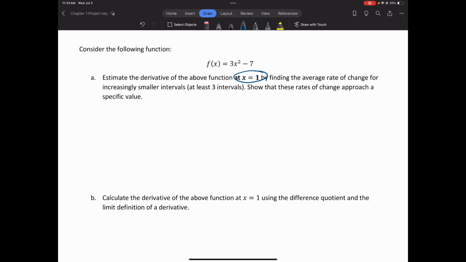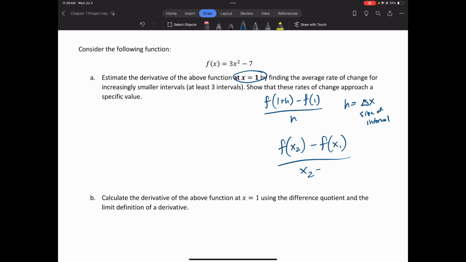Okay, you can find average rate of change using the difference quotient, right? The difference quotient is f of 1 plus h minus f of 1, in our case, because x is equal to 1, over h, where h is your change in x. So whatever your interval is, or size of interval. You could do it that way, or you can also calculate average rate of change this way, right? f of x2 minus f of x1 over x2 minus x1, where you're just picking 3 different x values that are close to x equals 1.